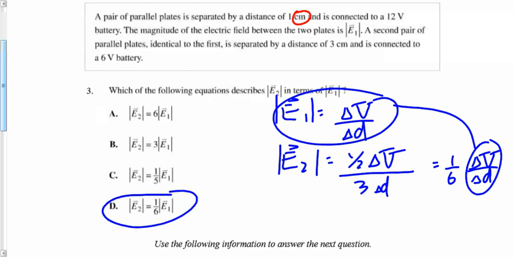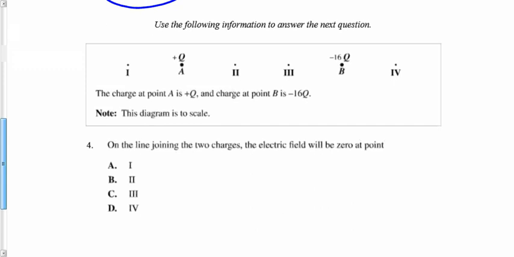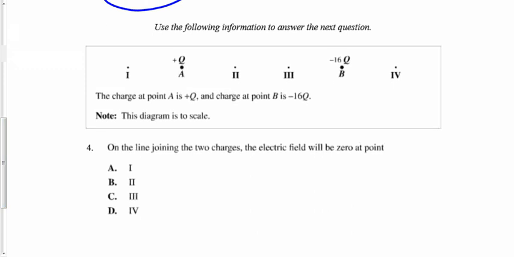How many people did it that way? How many people actually calculated the electric field of both of them and then divided them? That's fine. I like this. I don't even know that I like this better. It's just the first one that came to my mind, that's all. It's probably about the same amount of work-ish, right? Number 4, really like this one. This is a tough one, I think.